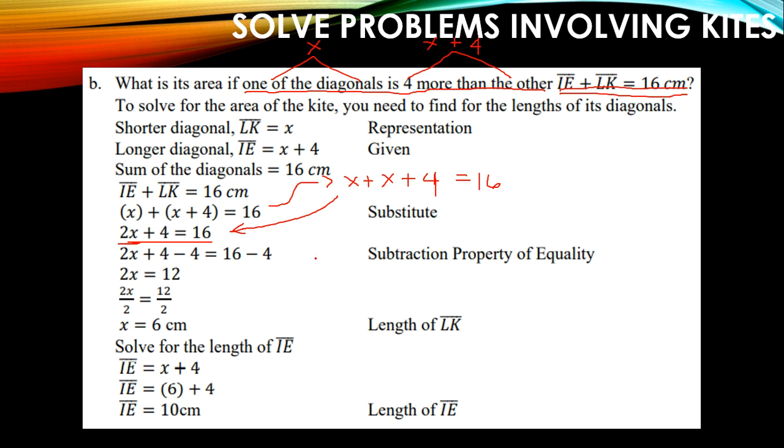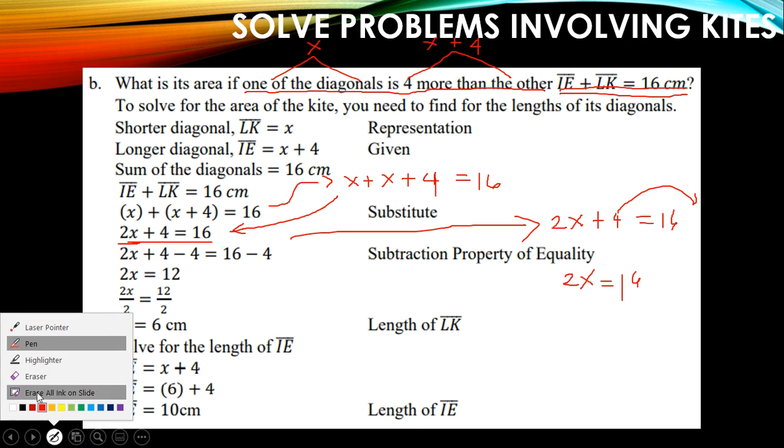Para dili mo mag-confuse, no, let's use the transposing method na lang. So, originally, we have 2x plus 4 equals 16. So, again, ang left side kay numbers nga may variables or with variables, then ang right side kay numbers only. So, let's transfer the 4 to the right side of the equation. So, ang mabilin na lang is 2x equals 16.